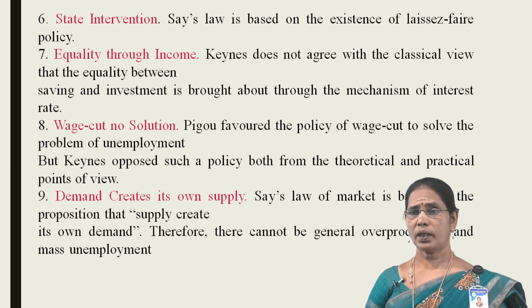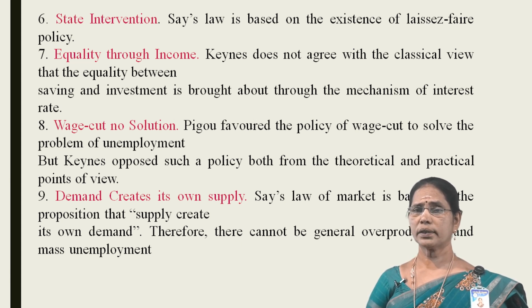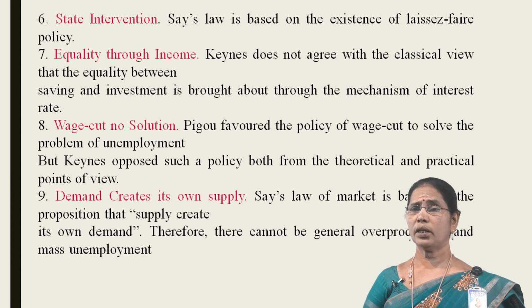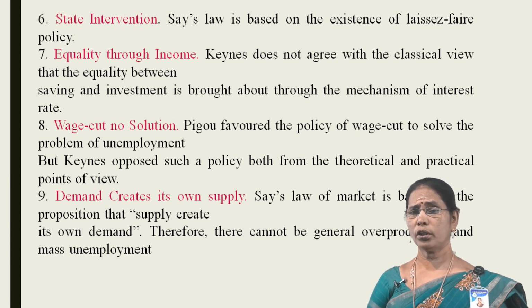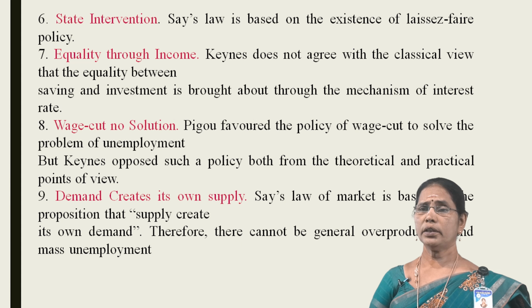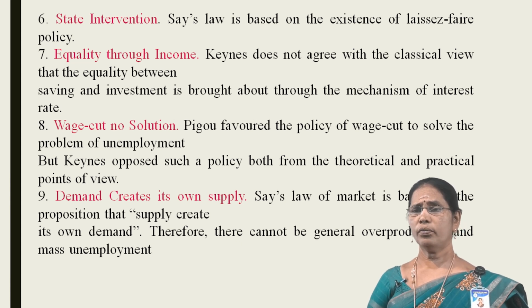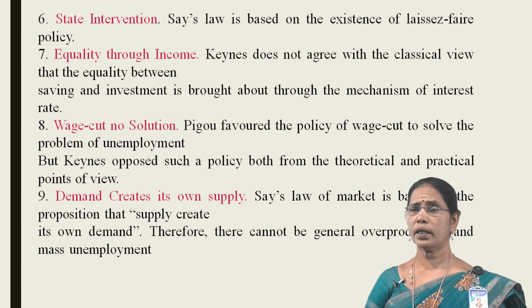Equality through income. Keynes does not agree with the classical view that the equality between income and savings, savings and investment is brought about through the mechanism of interest rate. Each and every investment is on the basis of interest rate. Wage cut, no solution. Pigou favored the policy of wage cut to solve the problem of unemployment, but Keynes opposed such a policy both from the theoretical and practical points of view.